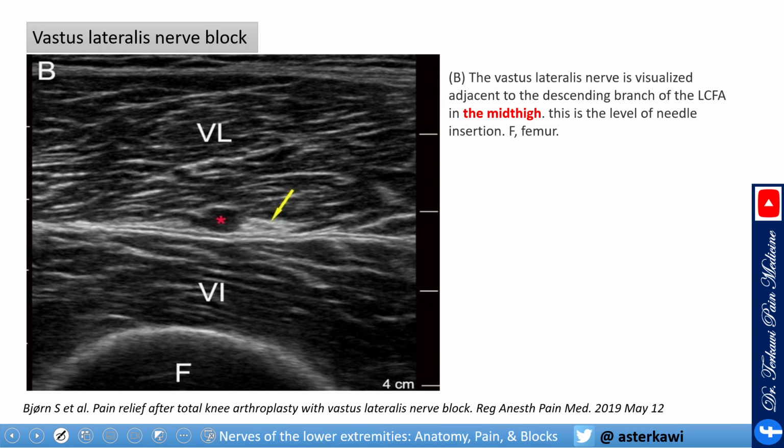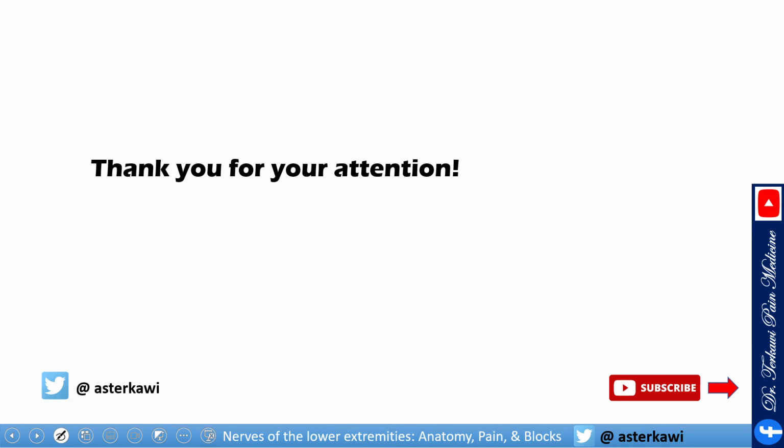Now if you scan down, you see the vastus lateralis coming lateral to the rectus femoris, but it's always above the vastus intermedius, and it's still running with the vein, with the artery. So you can block it at this place. You can place a peripheral nerve stimulator here as well. Thank you for watching, and I hope you found this very helpful.